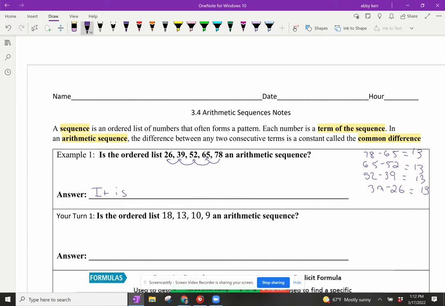So we can say it is an arithmetic sequence because the common difference is 13.